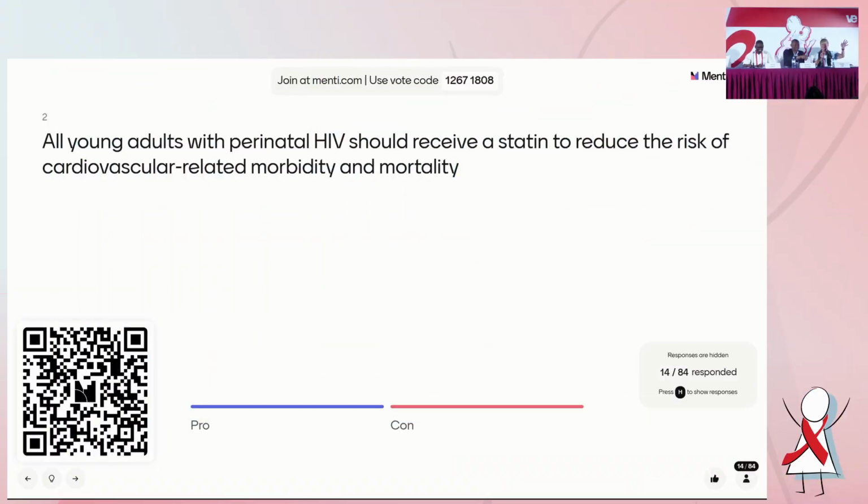A round of applause before we vote. And then get your phones ready to vote. This is much easier than counting hands in a room where you can't see them. Vote again. Just to remind you of the motion, all young adults with perinatal HIV should receive a statin to reduce the risk of cardiovascular-related morbidity and mortality.